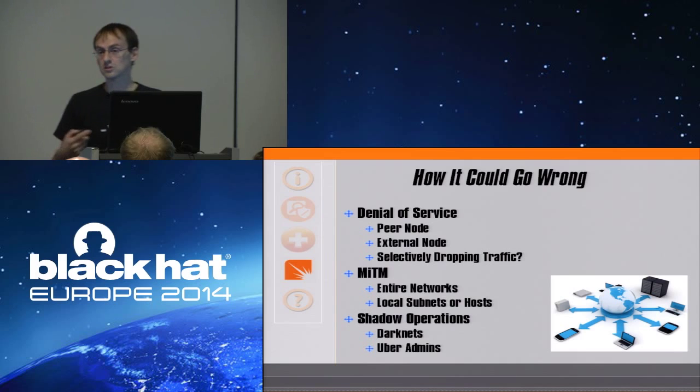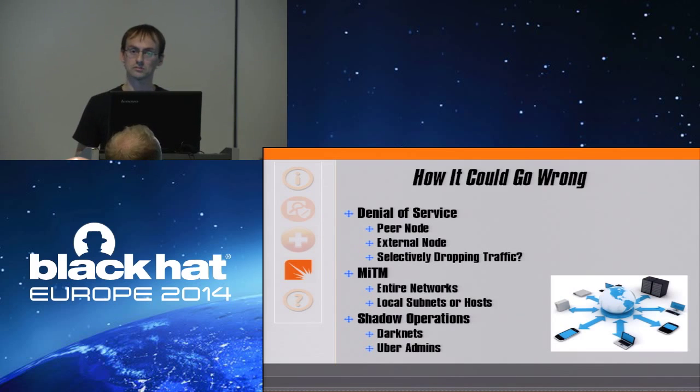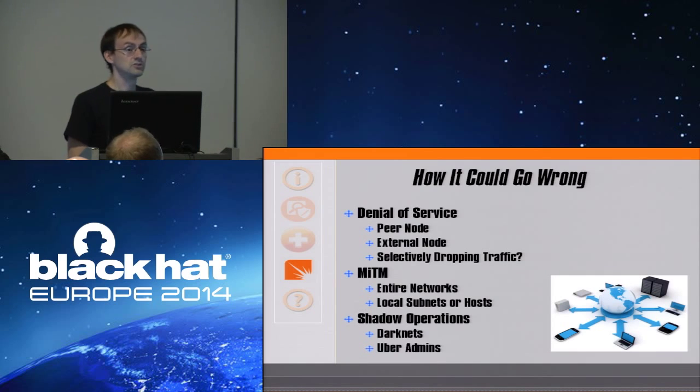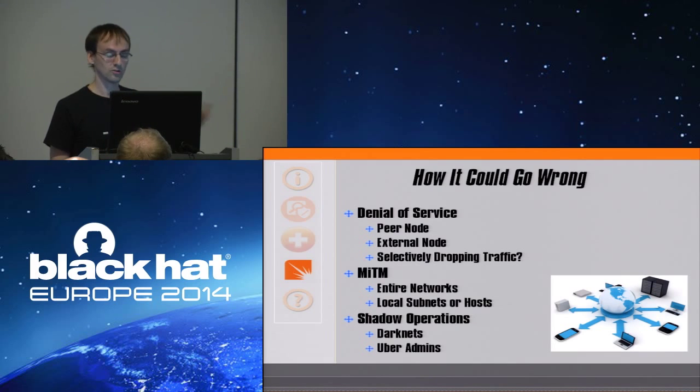And then, of course, the inverse, which is selectively dropping traffic. Important message just disappears. Transaction goes away, right? We talk about subtle manipulation. Speaking of that, man in the middle. Man in the middle, entire network, local subnets, individual hosts. You get very ninja there. You can start modifying transactions. You know, drop a couple zeros off a transaction. Add a couple zeros on a transaction. Change the words in a message, love to hate. You know, you really don't want those sorts of things.